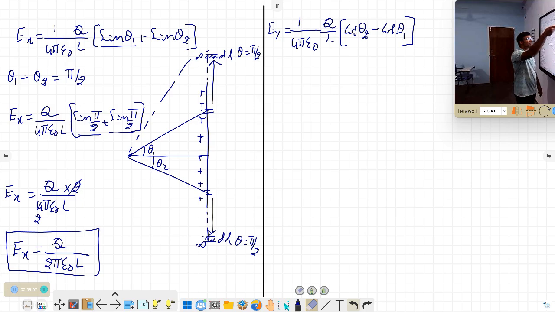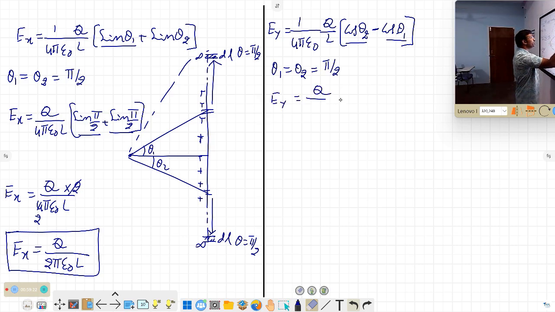Now in the case of the y-axis, theta 1 is equal to theta 2 is equal to 90 degrees. If you substitute that, sin 90 is 1, cos 90 is 0. So this is 0 minus 0. Ey value will become equal to q by 4 pi epsilon naught into L, times 0 minus 0, which becomes equal to 0. So the electric field along the y-axis becomes 0.